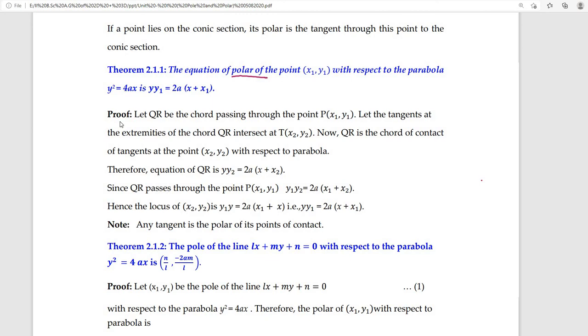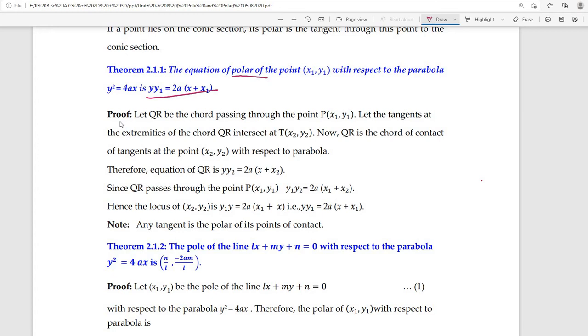So in the previous video, we had the definition of polar of a point with respect to the parabola y squared equal to 4ax. Now we will derive the equation of the polar of the point (x1, y1) with respect to the parabola y squared equal to 4ax, and we will show that to be y1 equal to 2a into (x plus x1).